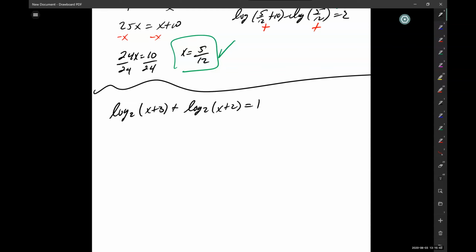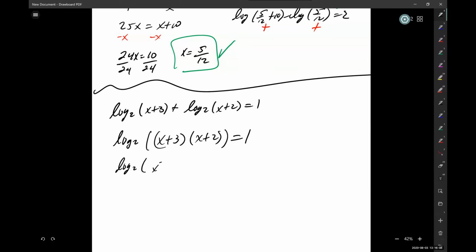All right. So here we have a case where we have a plus in between, so that means we're going to break this into a single term where we multiply. So we're going to have x plus 3 times x plus 2 in a logarithm, and that's going to equal 1. Distributing that out, it's going to give me x squared plus 5x plus 6.